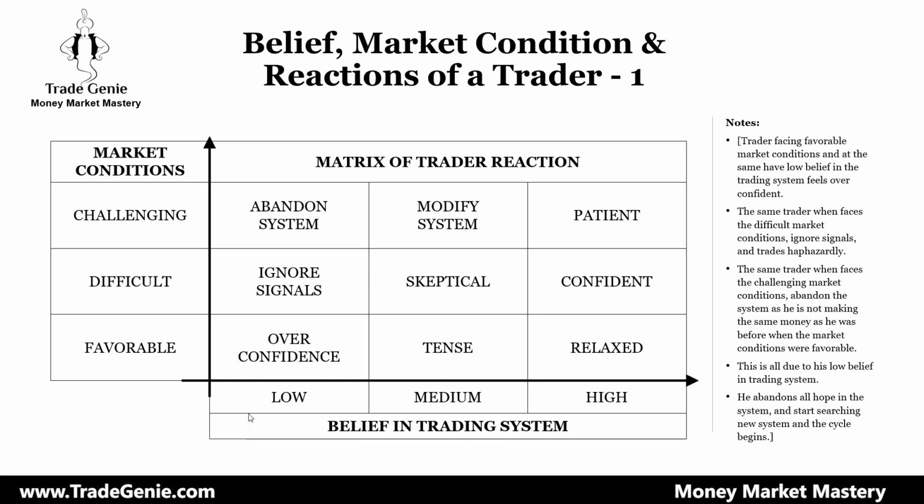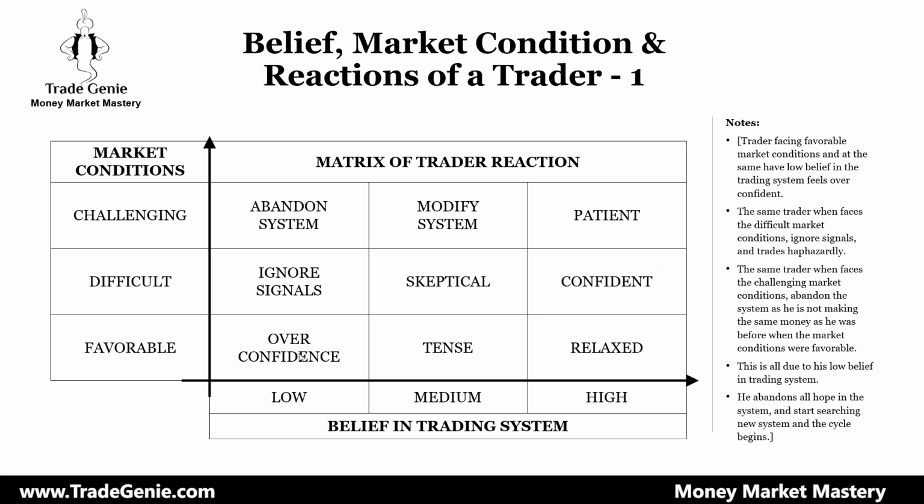Think about this. Here the belief is either low, medium, or high. Either you have a high belief in your trading system, or you have a low belief in that trading system, meaning you just started or you borrowed from someone, or you have a medium belief. Let's start from here. If you have a low belief in the system, so you just started it and you don't know how it works, and the market is really good, favorable, you become overconfident. Even though you have a low belief in the system, because the market condition is favorable, you go into this box. There are 9 boxes here.